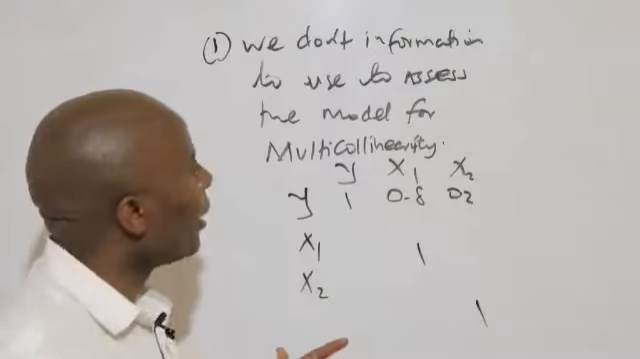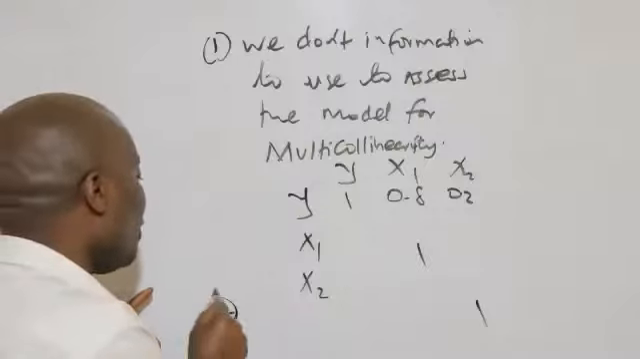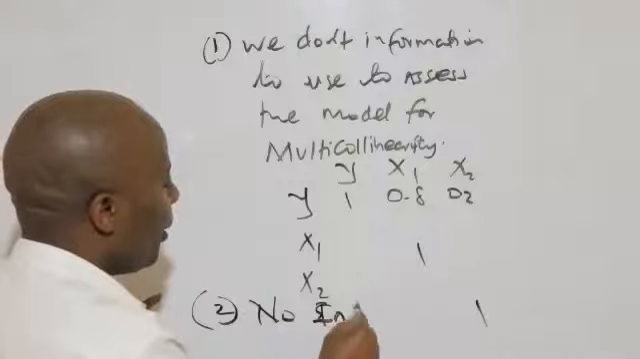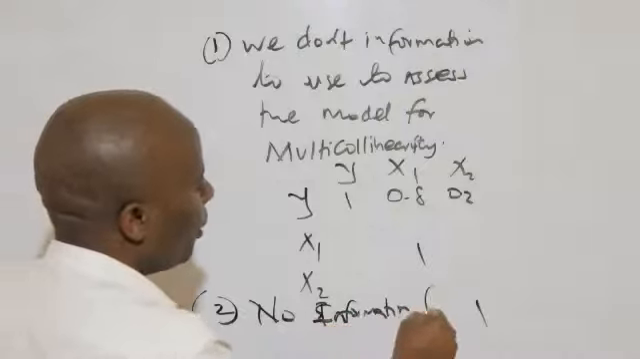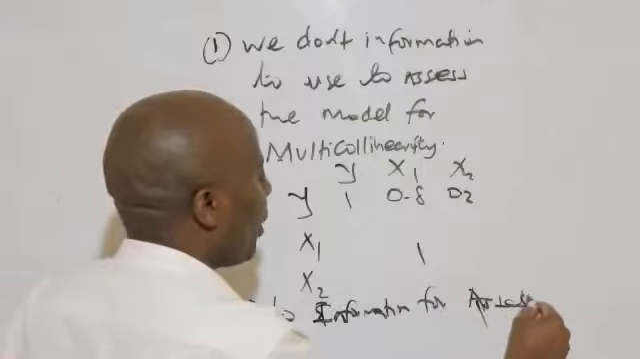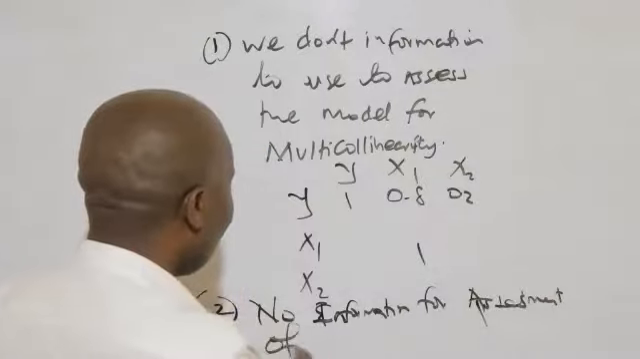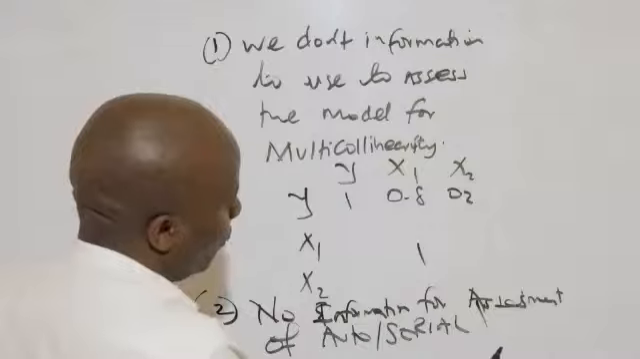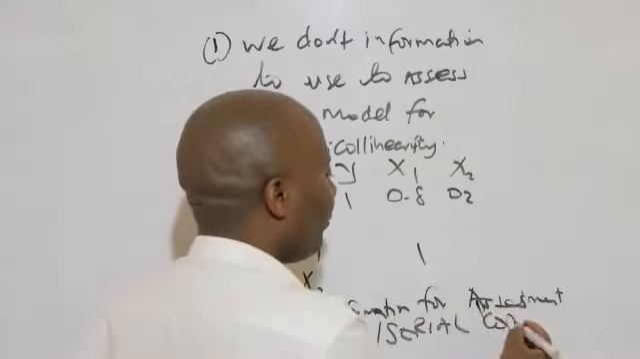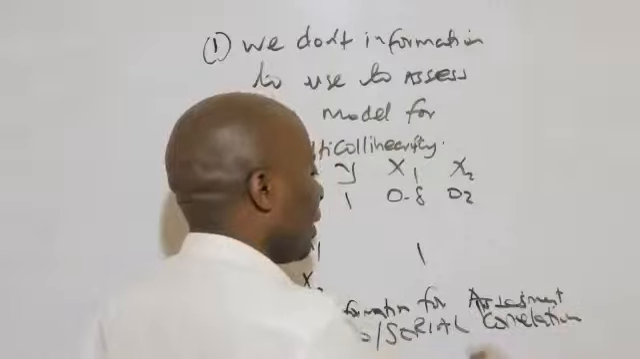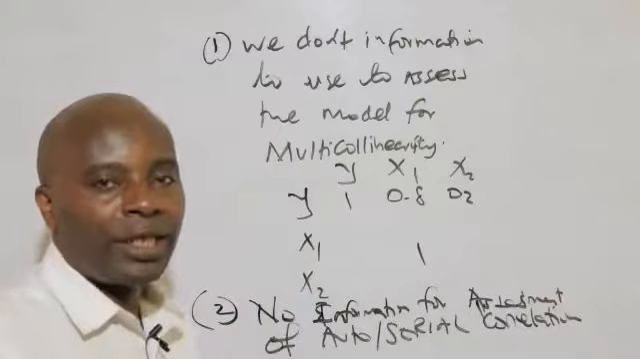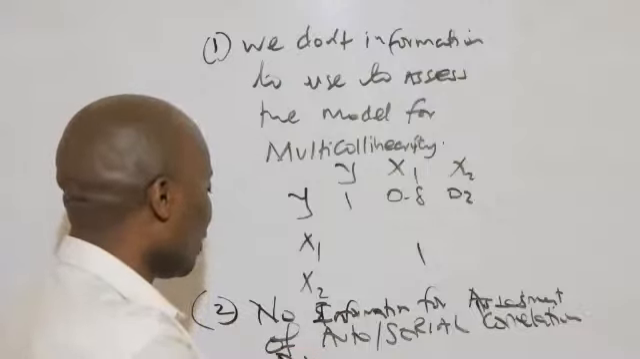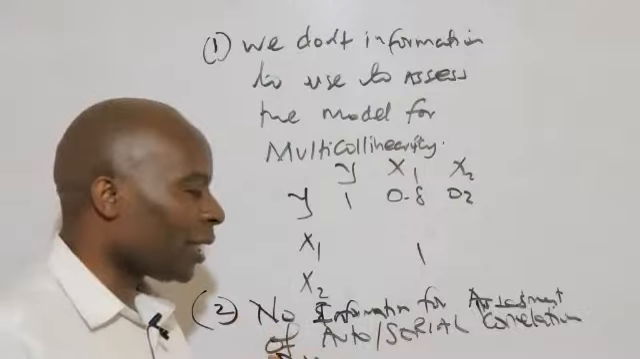Right? Ladies and gentlemen, number two, also we don't have, there's no information for assessment of serial correlation. There is no information. They haven't given us what we call the Durbin-Watson. So there is no Durbin-Watson. It's called the DW. Durbin-Watson statistic has not been given.